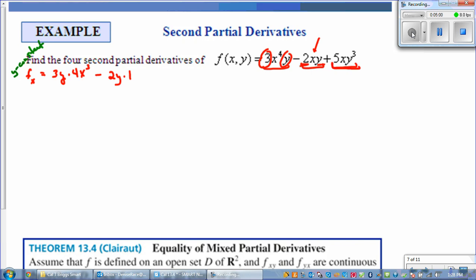In the last one, the constant is just 5y cubed, and now the derivative of the x, which is just 1. So the first partial with respect to x is 12x cubed y minus 2y plus 5y cubed. Now, let's find the partial of f with respect to y. Here, our x is constant.